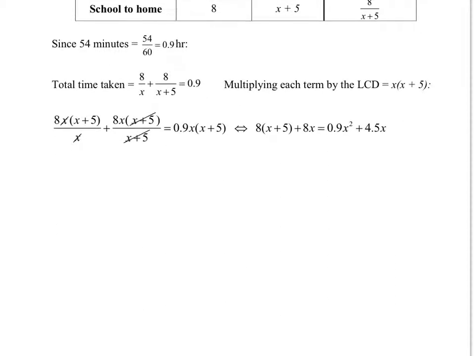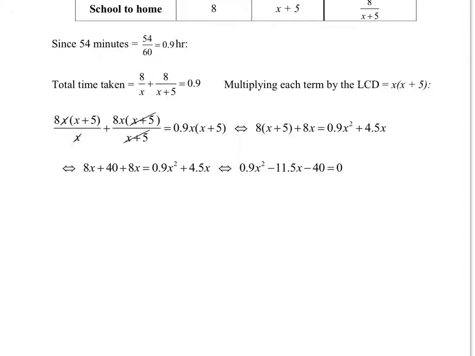We've now got to solve this equation. Can you guess what kind of equation we're going to have here? It has an x squared in it. We have something that should be familiar to you now. It's a quadratic equation: 0.9x squared minus 11.5x minus 40 equals 0.